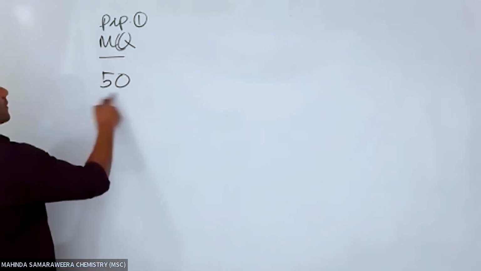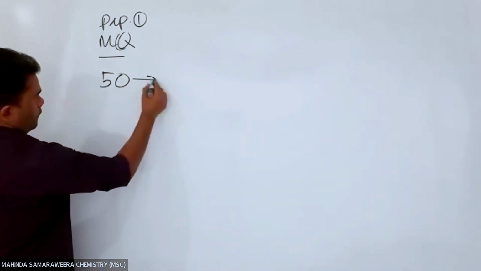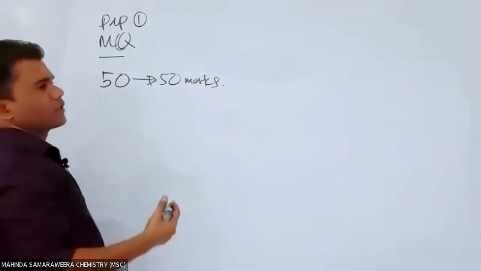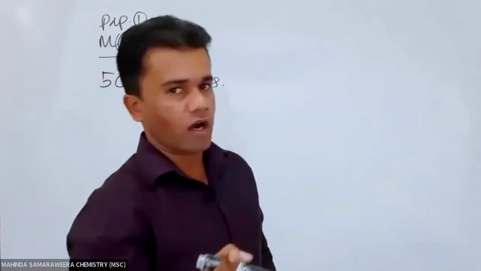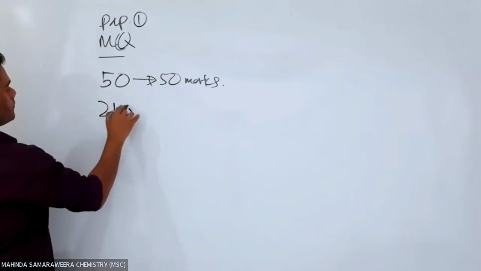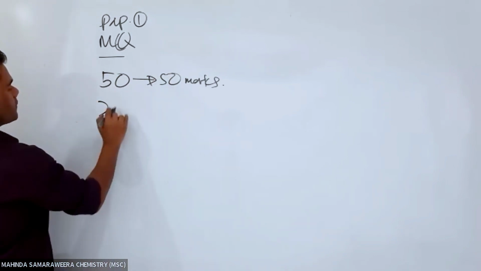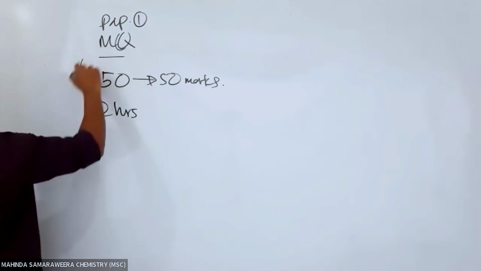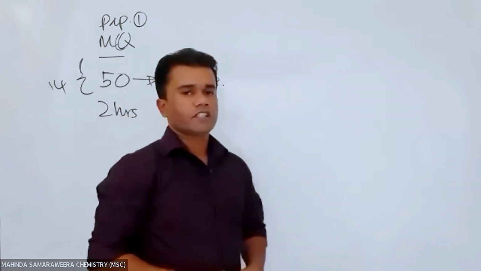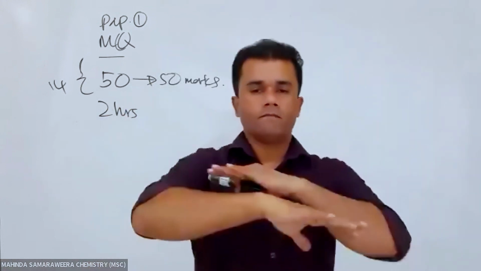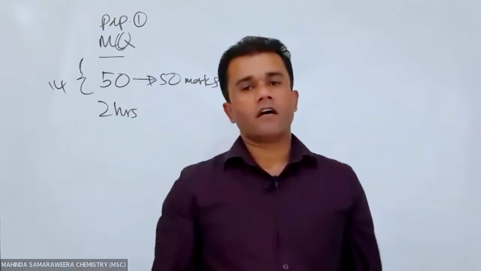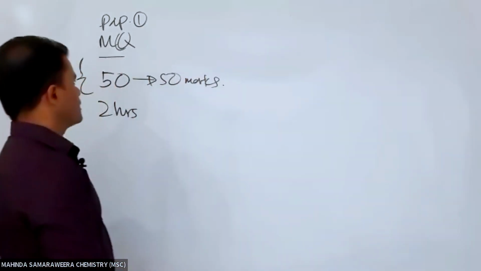But these 50 MCQs will give you 50 marks. Pure 50 marks. 50 MCQs is 50 marks, meaning 1 MCQ, 1 mark. That's really important. For this, you are given 2 hours, and within 2 hours you should complete these 50 MCQs. And the 50 MCQs cover the full syllabus, 14 units. These 50 MCQs will be prepared from the entire syllabus. Very standard paper. It covers all the parts well balanced.